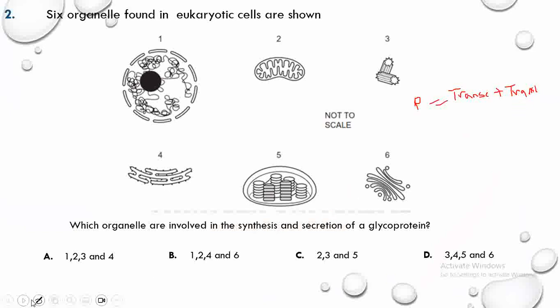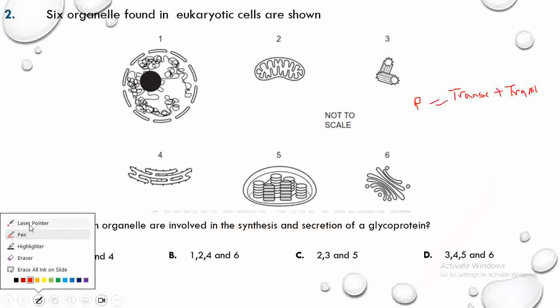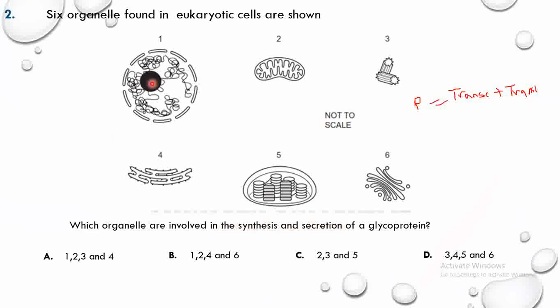Transcription occurs in the nucleus, so for us to make this protein, the nucleus, number one, is involved. Transcription gives rise to messenger RNA. Messenger RNA now leaves the nucleus through the pores and comes to the ribosome on the rough endoplasmic reticulum. The messenger RNA is used as a template during translation, which occurs on the ribosome. What happens here is used to make the polypeptide chain.